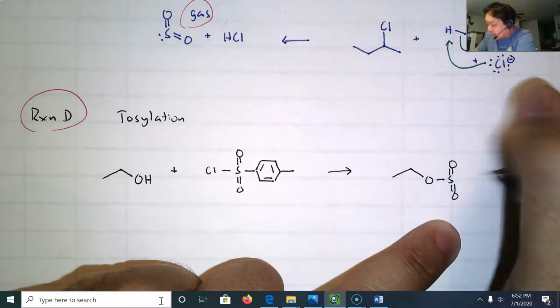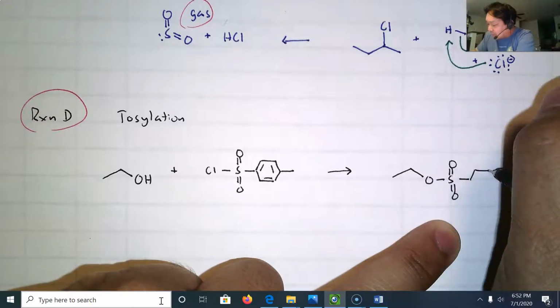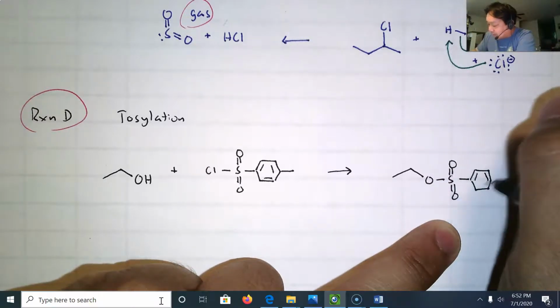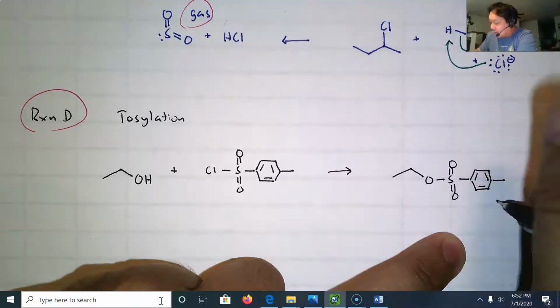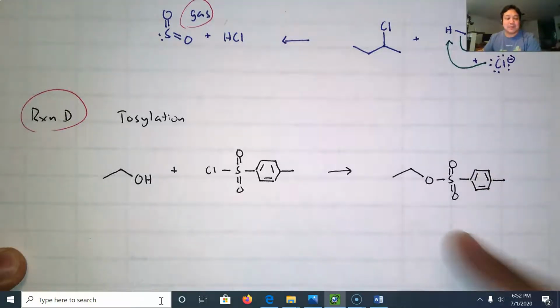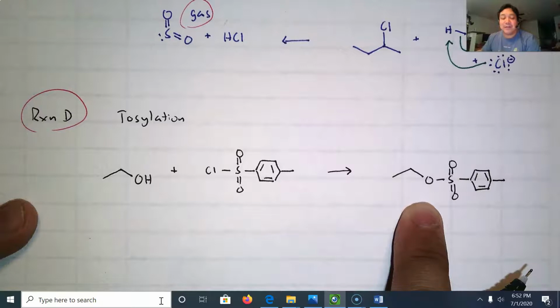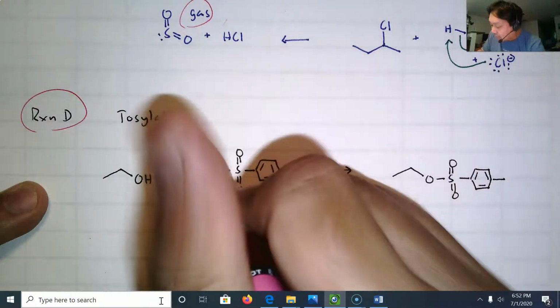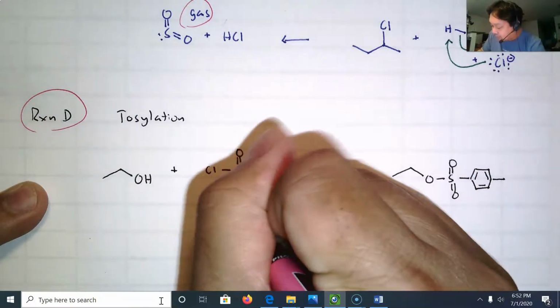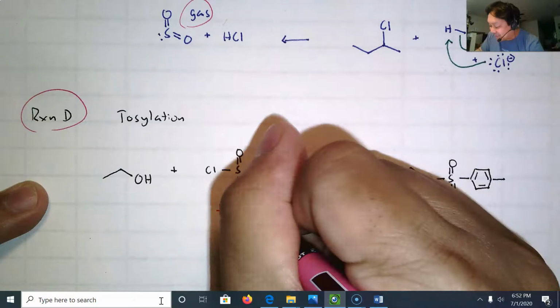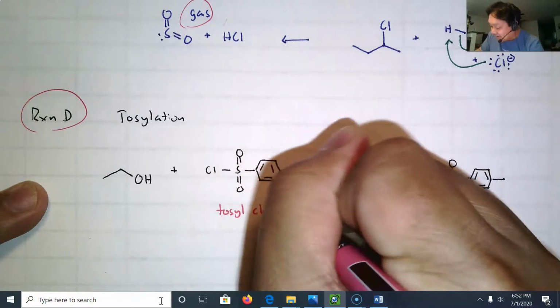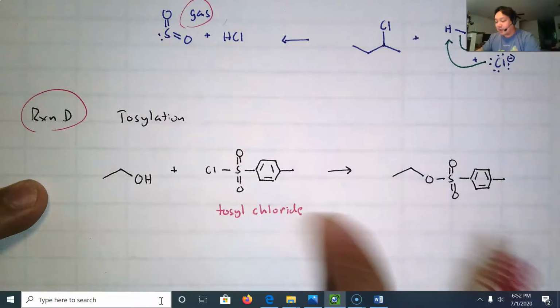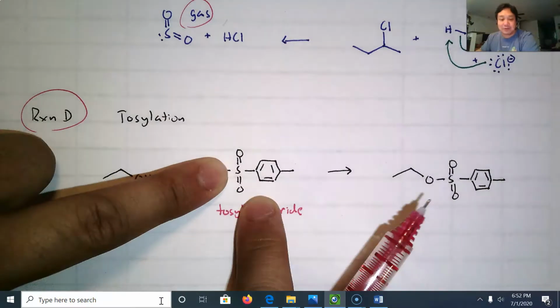But I'm going to show you how we can use nicknames for these molecules. Why the heck would we want to do this? Because this is actually a very good leaving group. Let me give you some names. Most people call it tosyl chloride, and what we're doing is installing what's called a tosyl group.